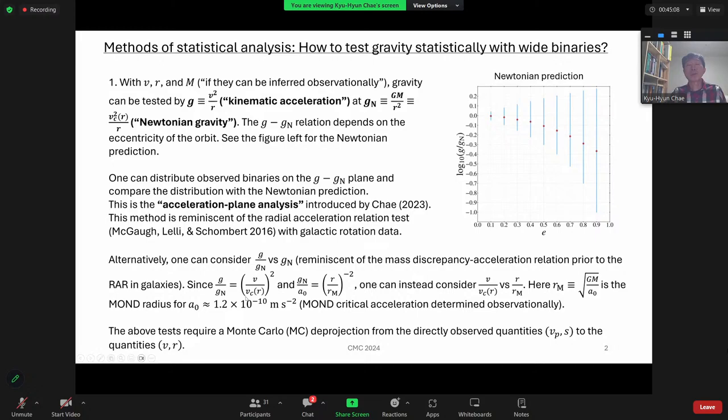And also this Newtonian gravity, if it is normalized by A naught, then it becomes R over Rm. Here Rm is the Mond radius. So one can consider V over Vc versus R over Rm. But this V and R are not measured. So in these cases, one has to deal with some Monte Carlo deprojection from observed quantities to 3D quantities. So in this Monte Carlo, one has to take into account all possibilities, eccentricity, orbital phase, and inclination.